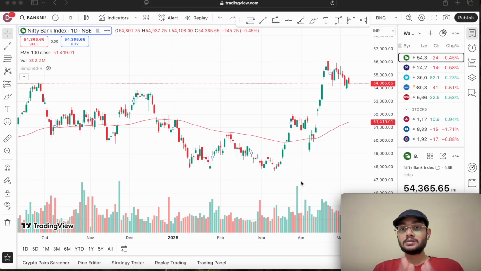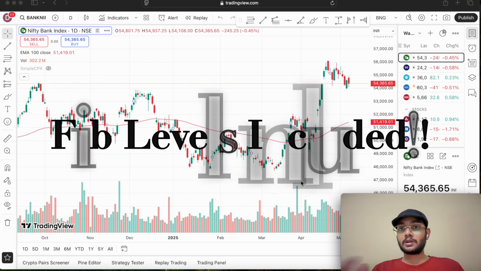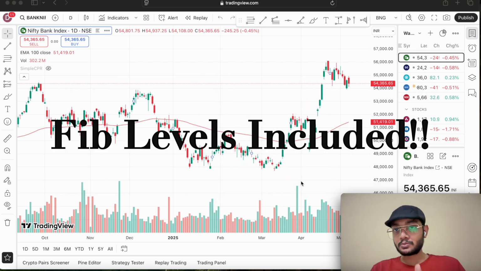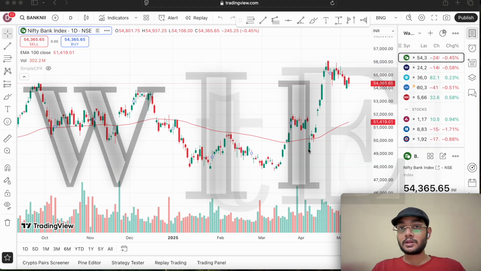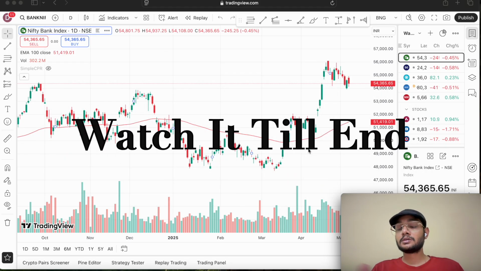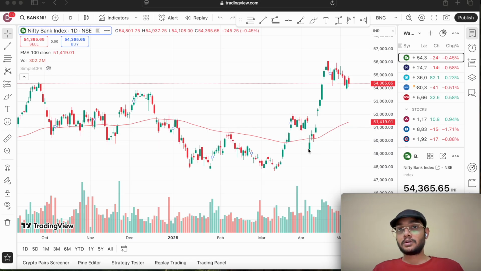So in this video, let's see how to apply the Fibonacci levels and predict the price movement, whether it be Bank Nifty or Sensex or any other crypto market or anything. The Fibonacci levels are always the same and it is the same everywhere. So let's learn it from basics to advanced level. I'll explain it very clearly so that you can apply this in any market you wish to trade.